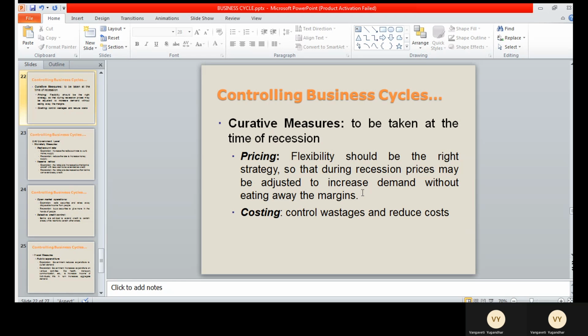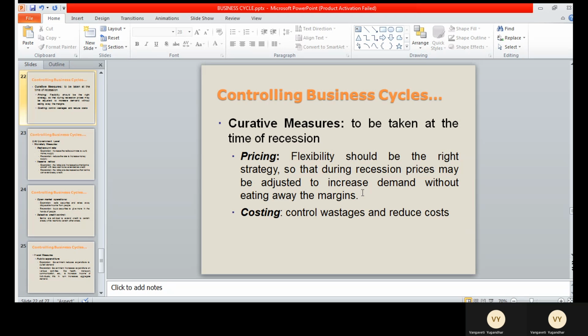Next one is curative measures to be taken at the time of recession. So if it is recession, what are the curative measures, what are the preventive measures that are to be taken? Pricing. Flexibility should be the right strategy. So depending upon circumstances, the pricing should take place.